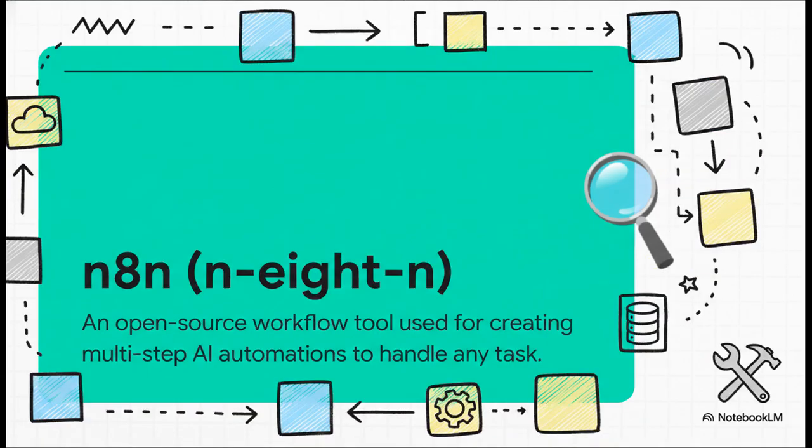And here's its partner in crime, n8n. So if Unstruct is the specialist surgeon, n8n is the general contractor building the entire hospital. It's this brilliant open-source tool that lets you visually build automations. You just drag and drop different apps and services, connect them like Lego blocks, and you can create these super complex workflows without ever writing a single line of code.